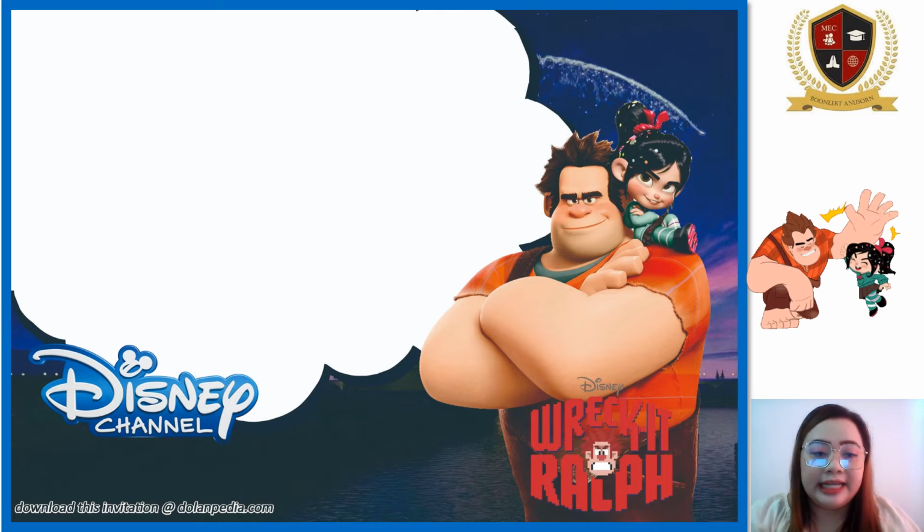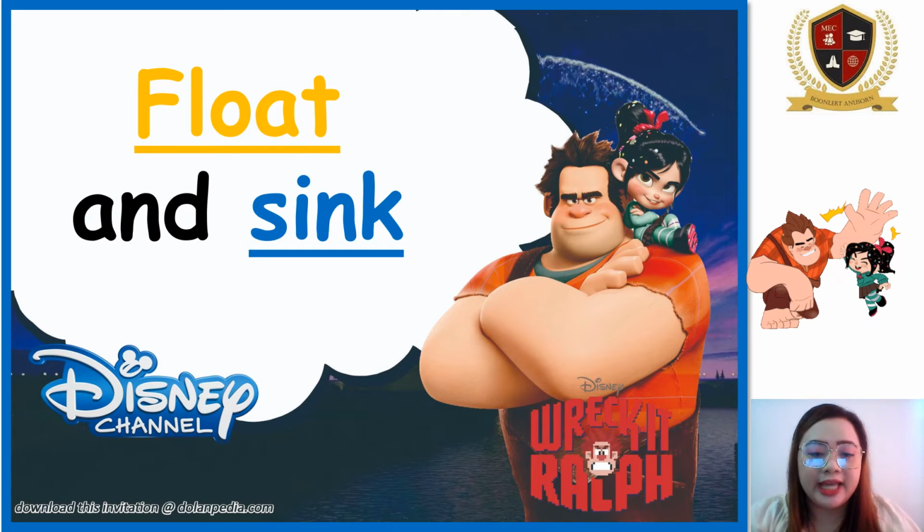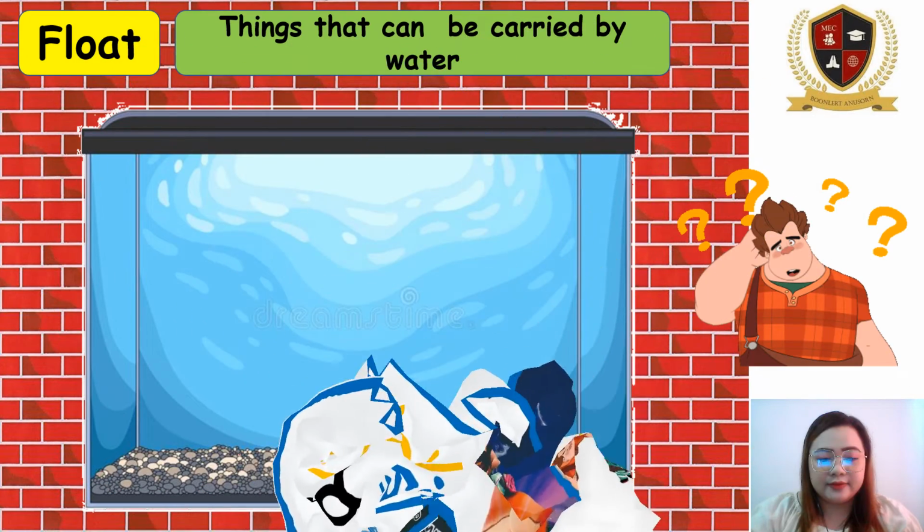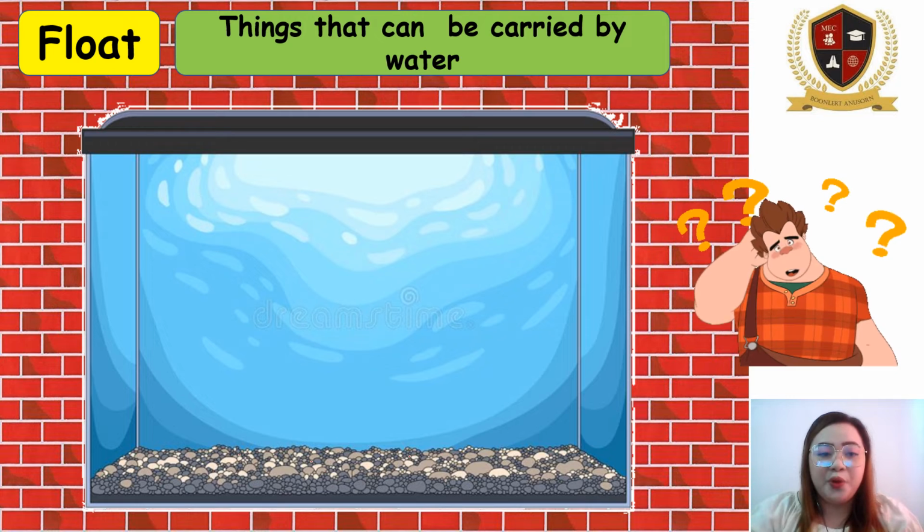Okay, now let's talk about the float and sink objects. So what is a float? Floats are things that can be carried by water. So example is a leaf. Again, leaf. A leaf can float on the water.